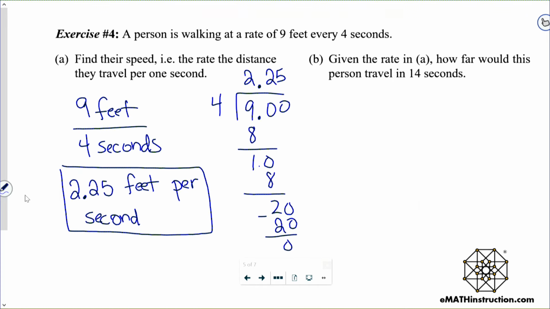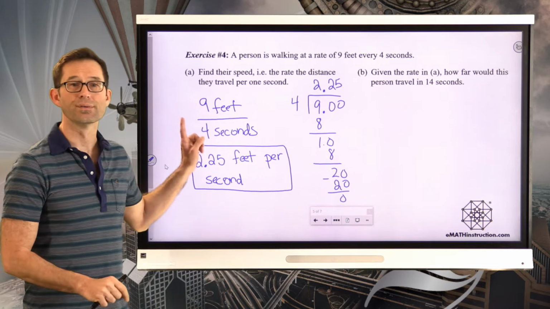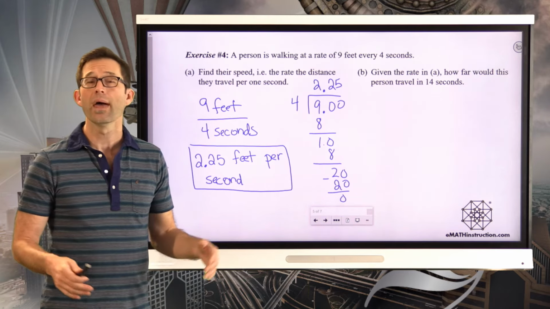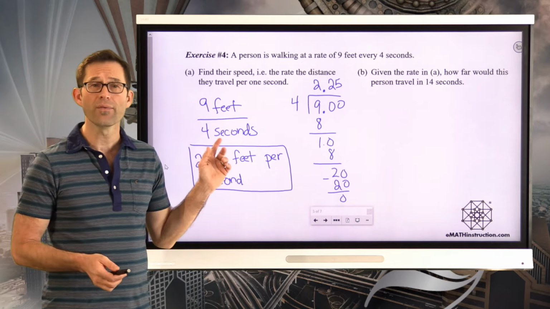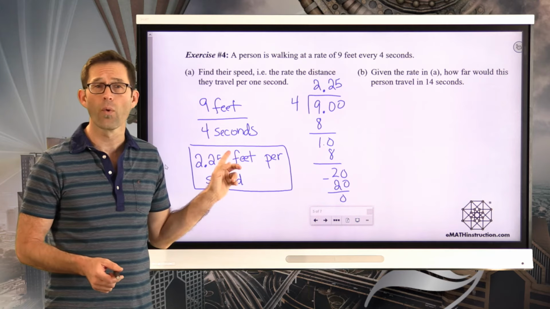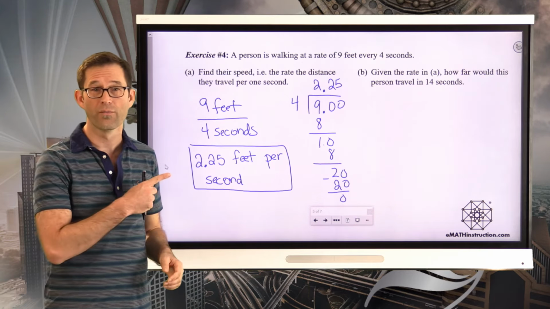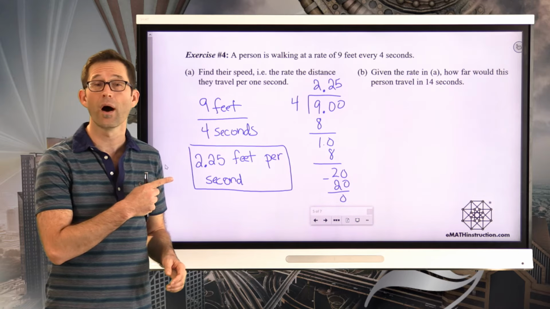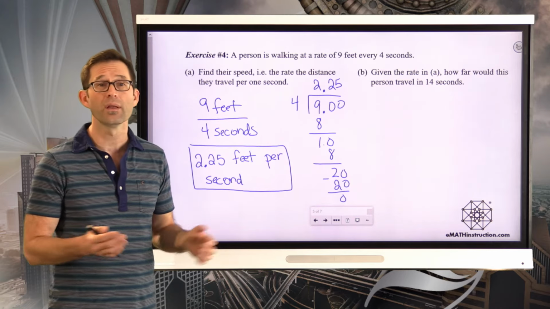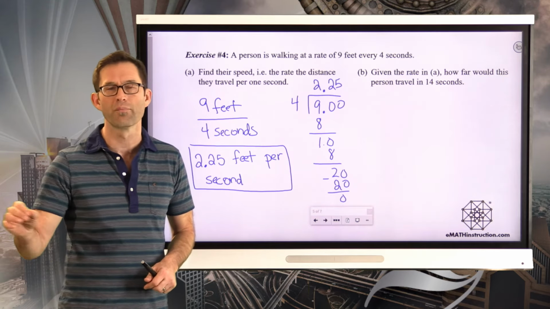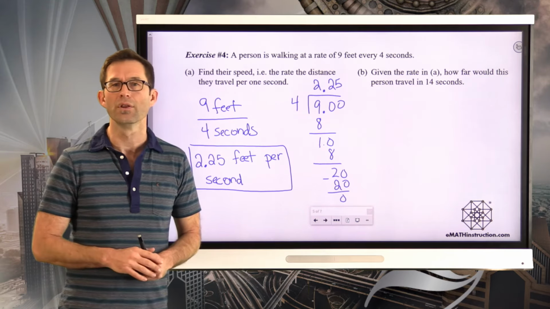All a unit rate ever is, is the numerator divided by the denominator in a ratio. And again, in this case, I could have even said 9/4 as a mixed fraction, that would be 2 1/4. Hopefully that looks familiar, 2.25. So maybe I could have even just left it in mixed number form. I don't think I would want to leave it as 9/4 of a foot per second. That's a little bit unuseful.